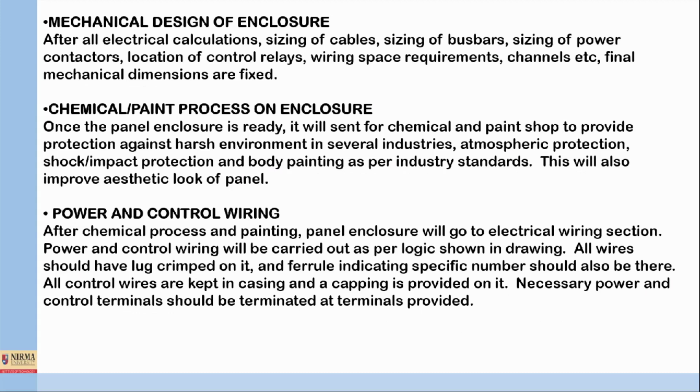After that you have to think of the mechanical design of the enclosure, depending upon the power rating, the total power going to be handled by the particular premises. You have to decide how many circuit components will be there, and accordingly the size of the bus bar and the number of components. So the mechanical design of the enclosure will be decided. Then we provide mechanical paint or process depending upon the industry for which it is being designed. Then we'll go for the power and control wiring.